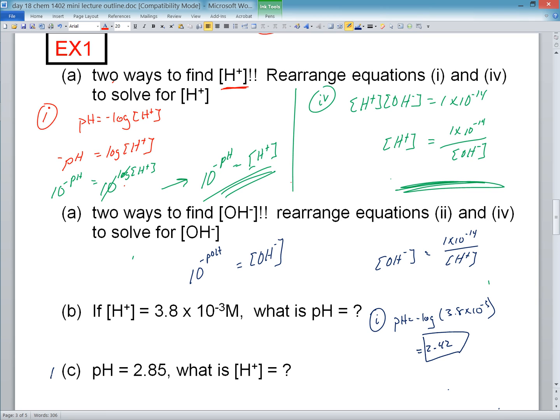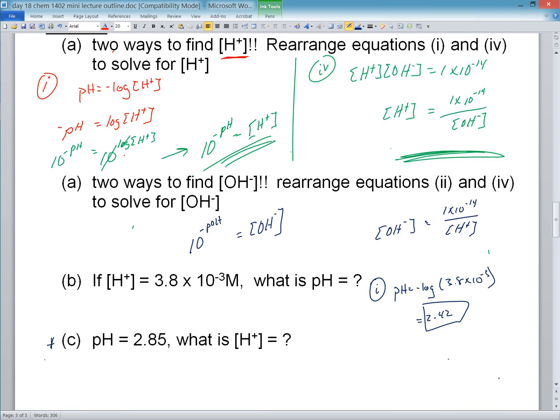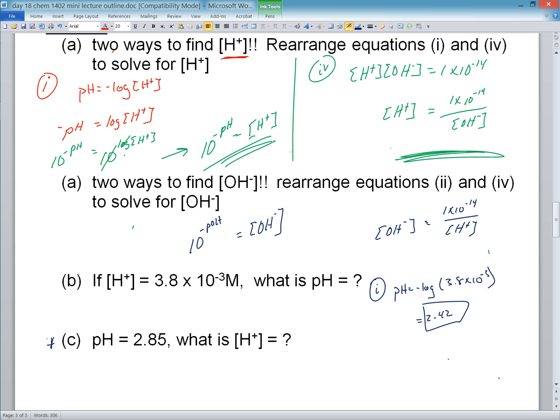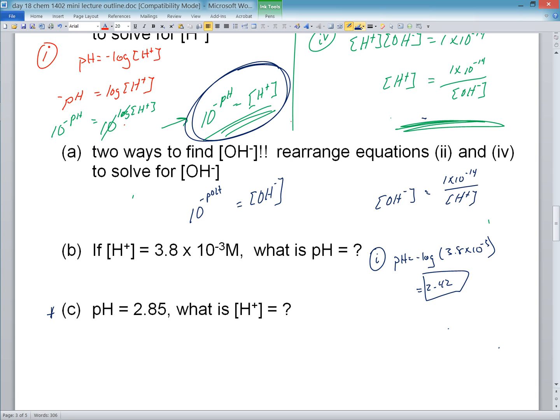In C, they give us pH. What's the hydrogen ion concentration? Probably use what relation? Yeah, first one again, right? Except you need to rearrange it. Probably end up writing what expression? Yeah, right here. Ten to the negative pH.